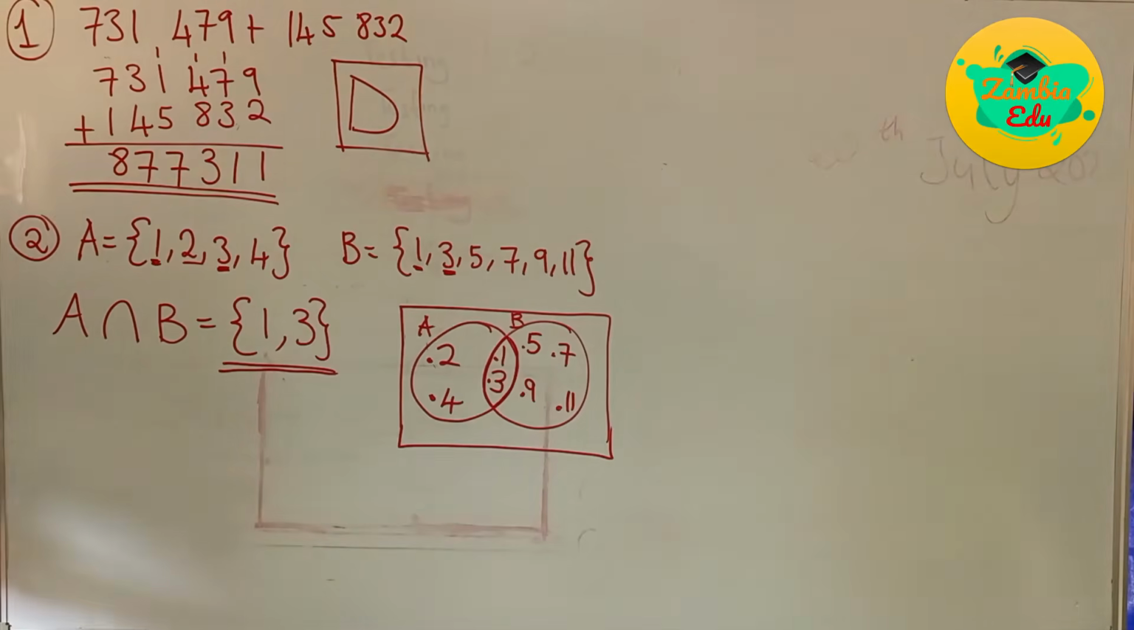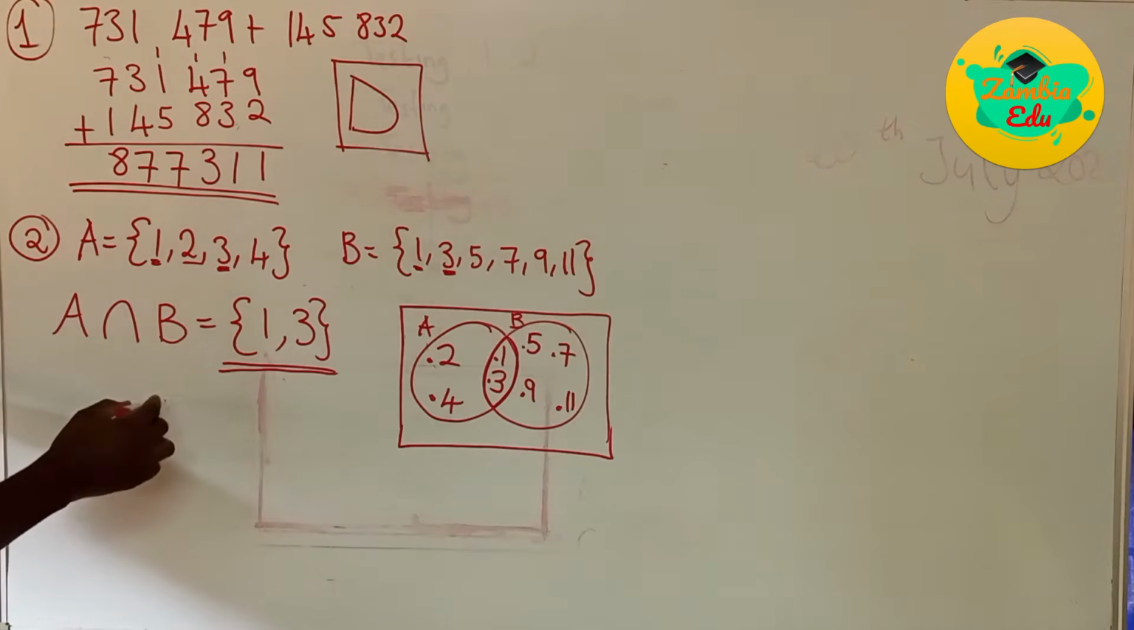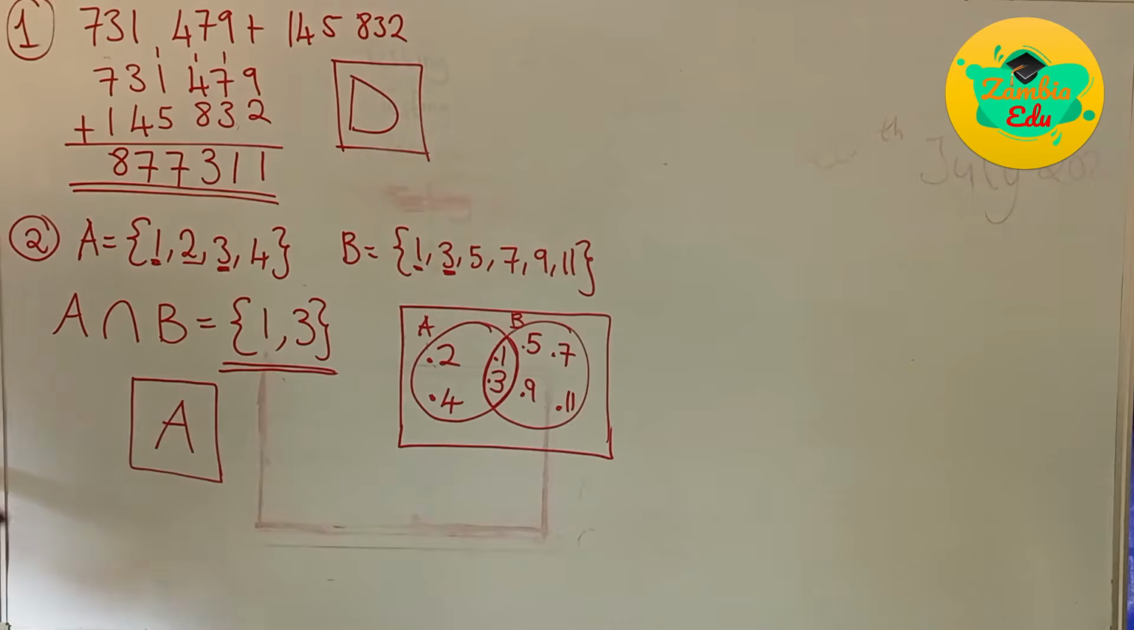And if we look at the multiple choice which we had in question 2, option A was 1, 3, option B was 1, 3, 5, option C was 1, 2, 3, and option D was 1, 2, 3, 4. And so our answer for question number 2 was A.